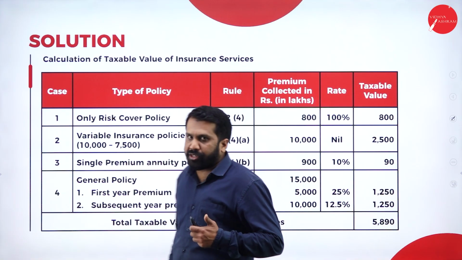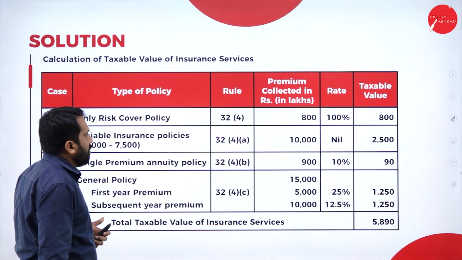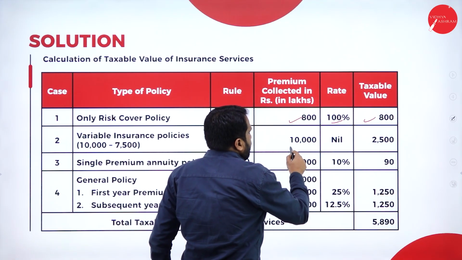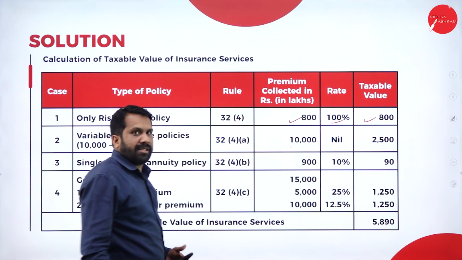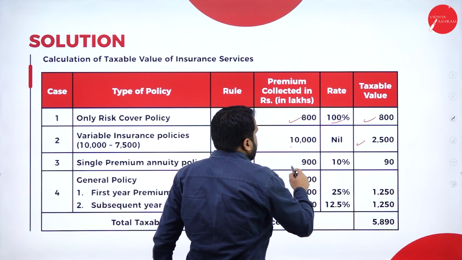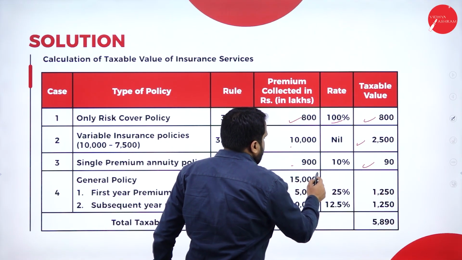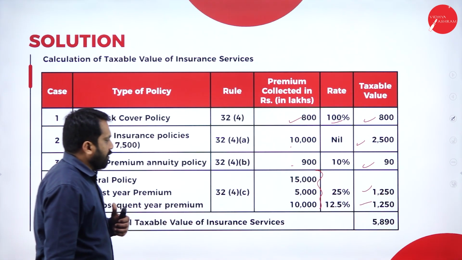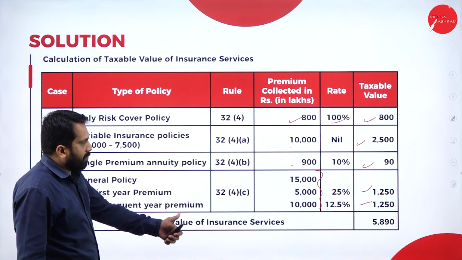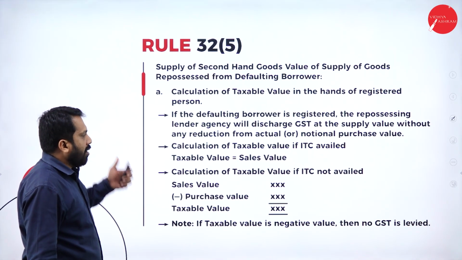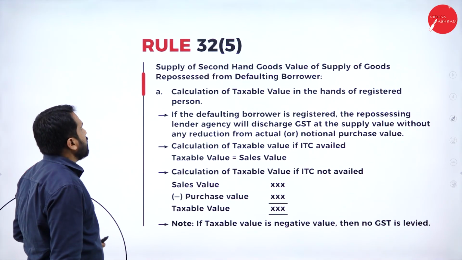Similarly, the calculation part is very simple. Now, 100% coverage multiply in this. It is not 100%, it is 75%. The remaining is how much? 25%. 900 is 10%. Calculate, you will get 1250, 1250. Total taxable value is 5890. What you are supposed to do? On that you have to calculate GST.